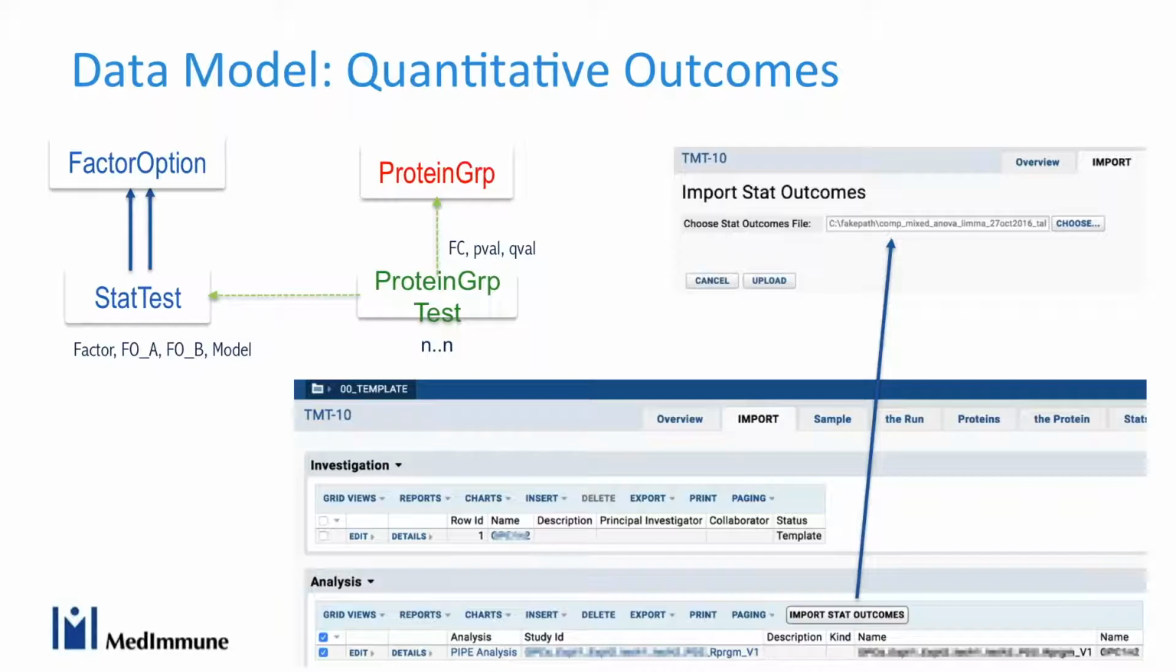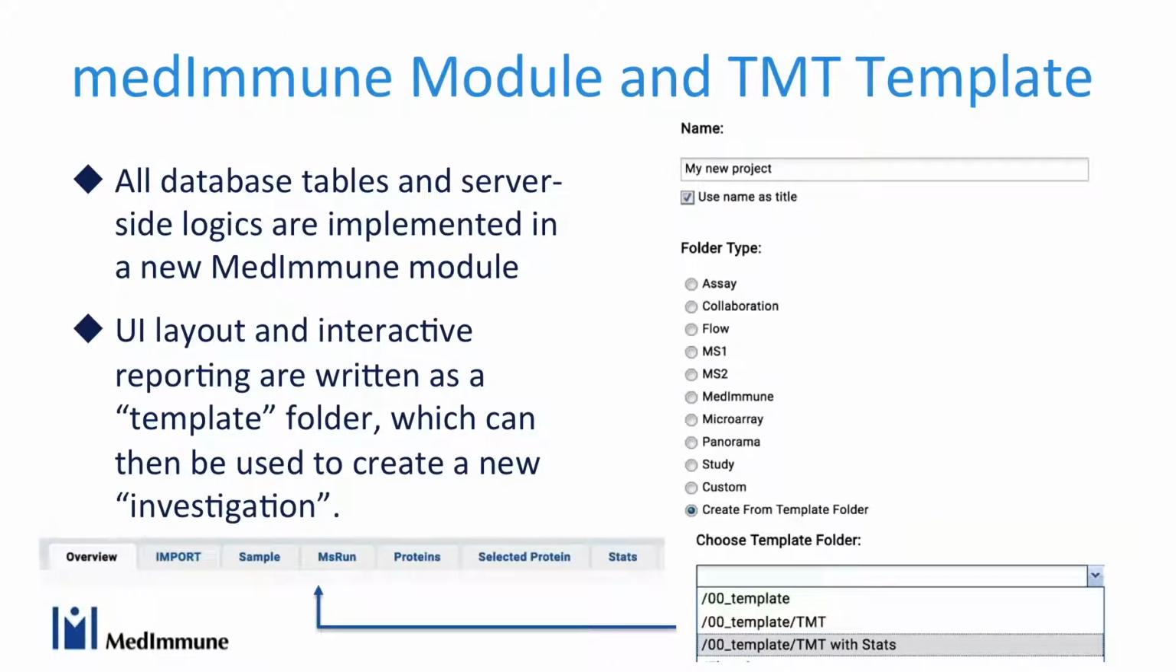So once we have the data imported, we can click on the button right here and load the statistical outcome back into the database and then merge these two together, so you have complete data from metadata to the protein and peptide ID to the list of fold change, p-value, etc. So those are all the implementation logics, right?